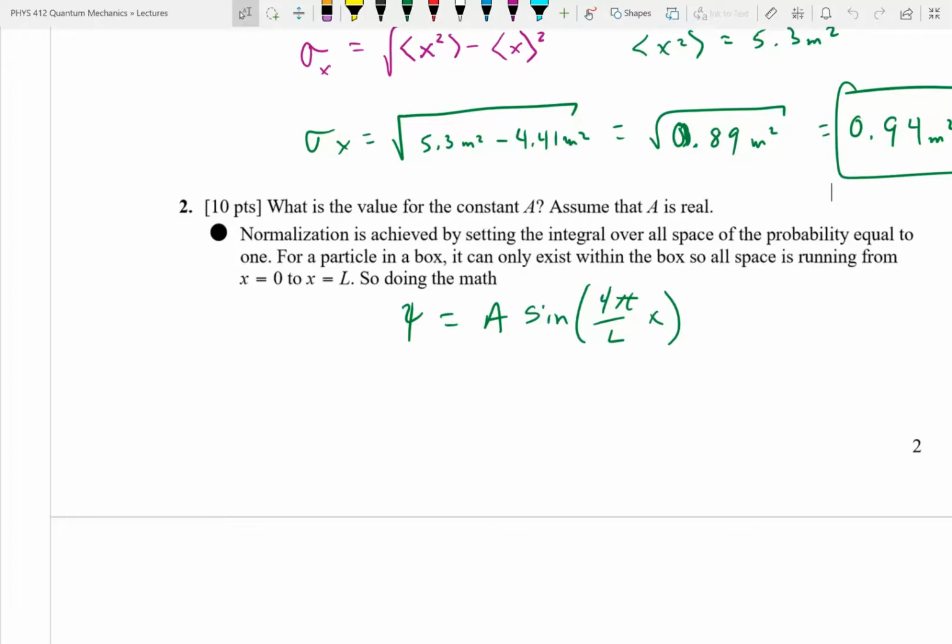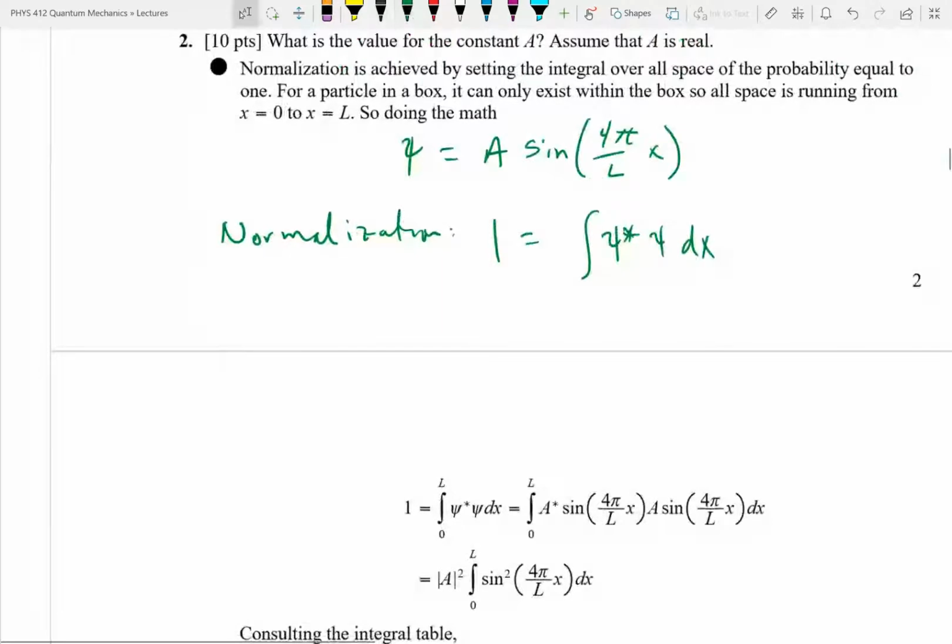Okay, so what's the method to find the value of A in this? I mean, what's the name for it and what's the mechanism? Normalization. Yeah. So it's the integral over all space of the mod squared. Perfect. And so then we just put 0 to L because we're in a box.